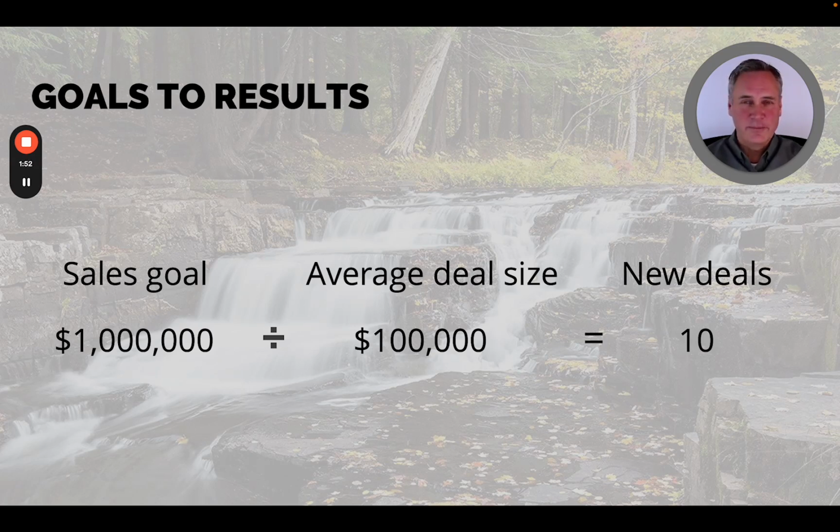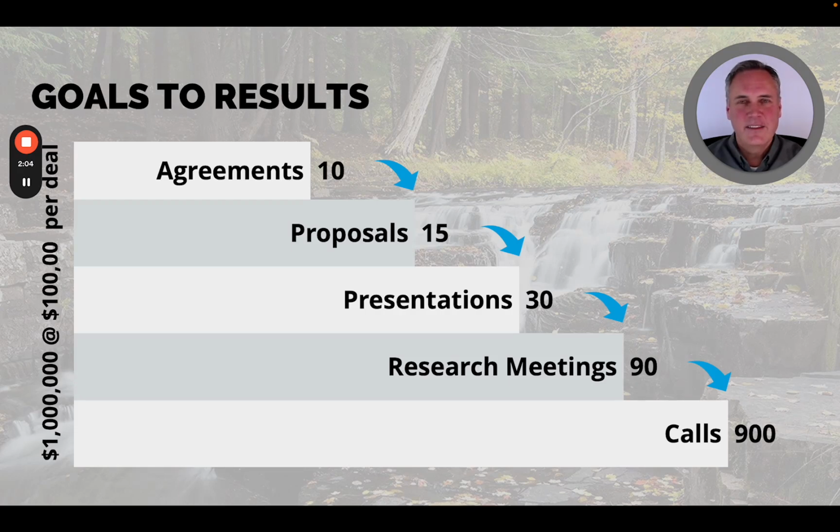With that metric set, you can cascade the rest of your key selling activities through the waterfall using some simple assumptions regarding conversion rates. To sign those 10 new agreements, perhaps you need to submit 15 proposals. To submit 15 proposals, you may need to deliver 30 presentations. To get to 30 presentations, you may need to conduct 90 research meetings. And to schedule that number of meetings, you may need to make 900 calls.